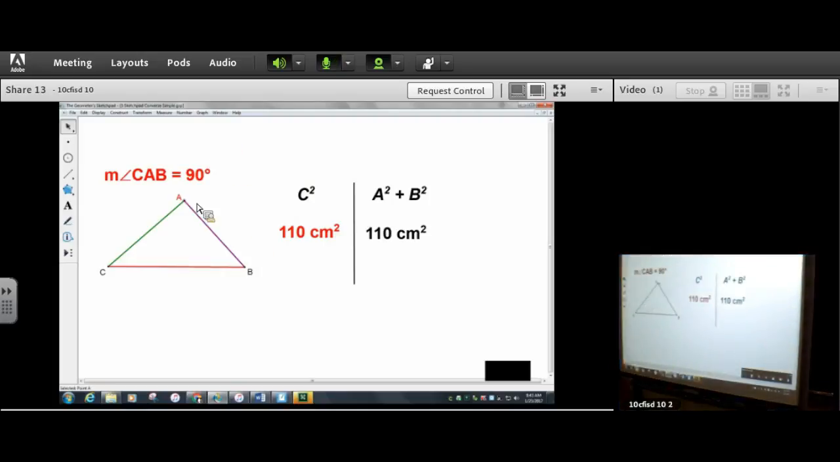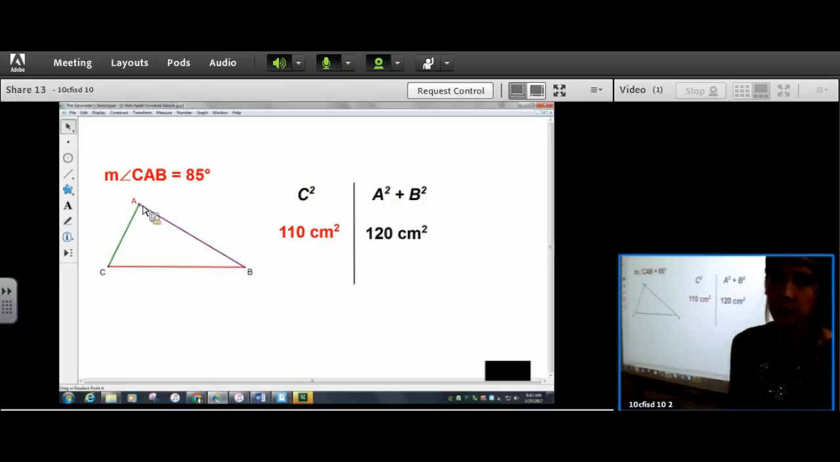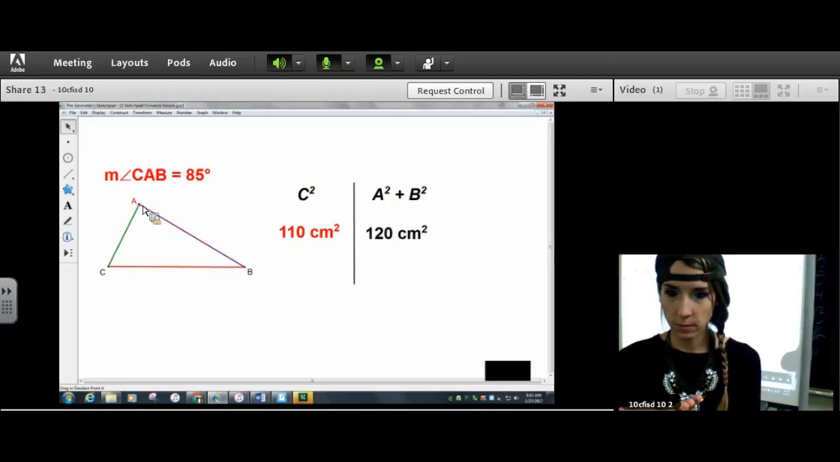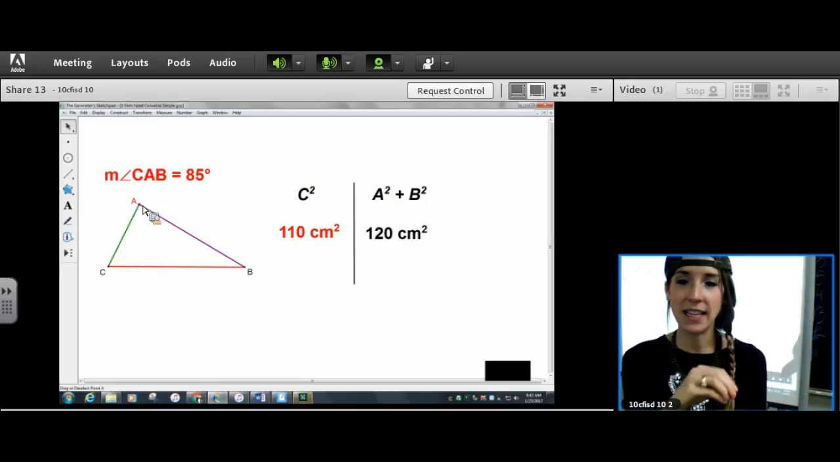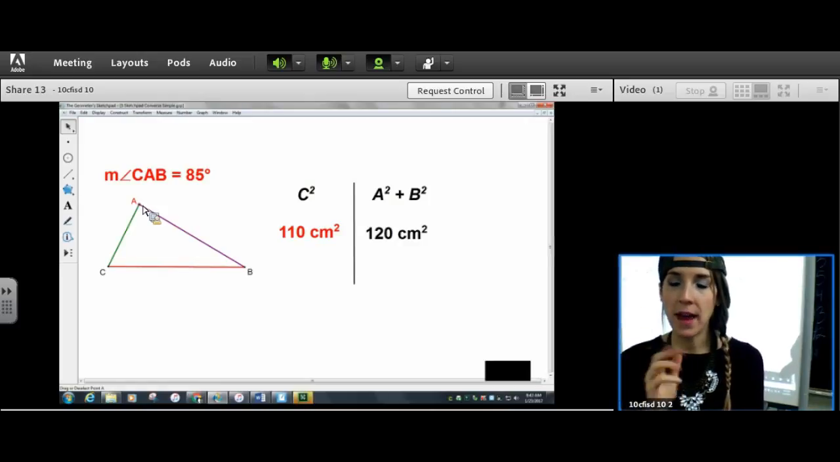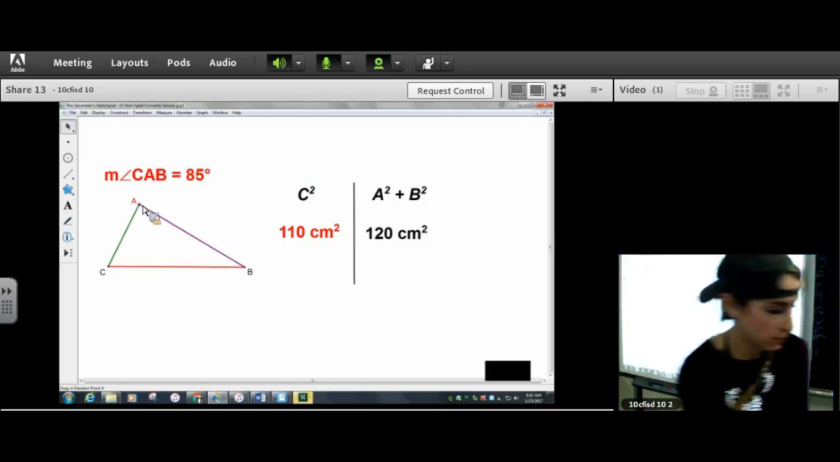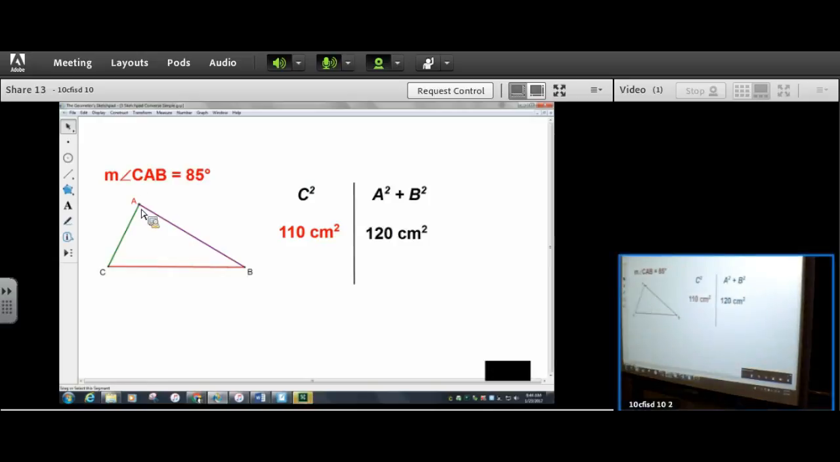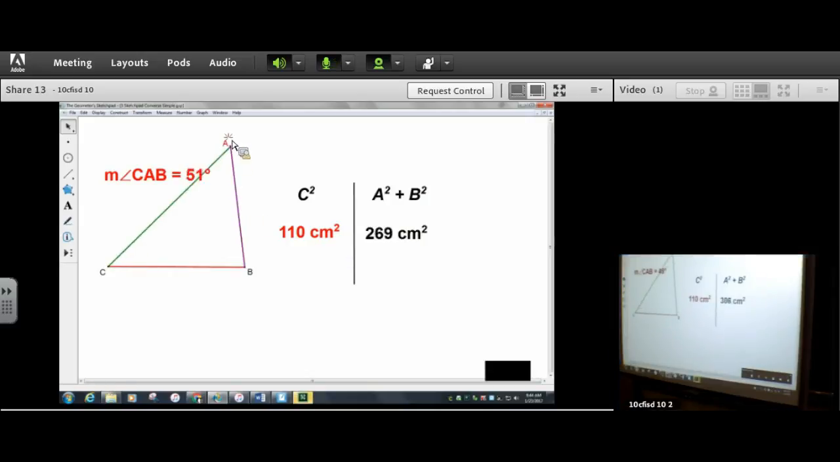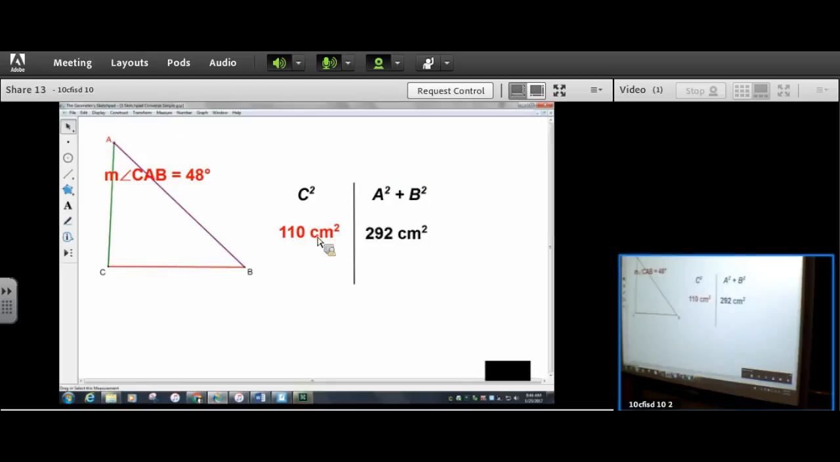So, I'm going to move it right here. What kind of triangle do we have? Acute, right? Because 85 is less than 90. How does C squared compare? Greater than, less than, equal to? Less than, right? Okay, so if I keep this acute, let's do another acute, and less than. Super acute, and whoa, super less than. Super acute, still super less than.